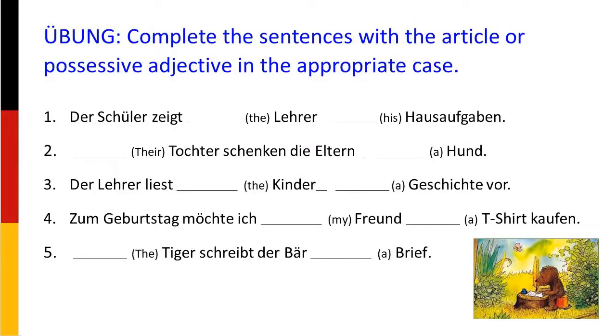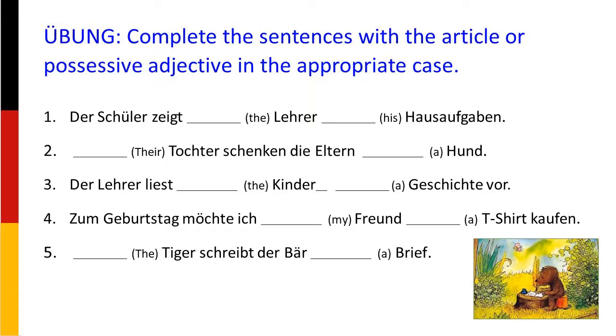Now that I've told you how to work out the indirect object of a sentence, let's do an Übung together to practice. So here we have 5 sentences, and in each sentence we have a direct object and an indirect object. So we need to work out which is which and put in the article or the possessive adjective in the correct case. So what I've given you in each case is the subject already and the verb, and so we're just looking at questions 3 and 4. Looking at the first one now, der Schüler zeigt, so the schoolboy shows.